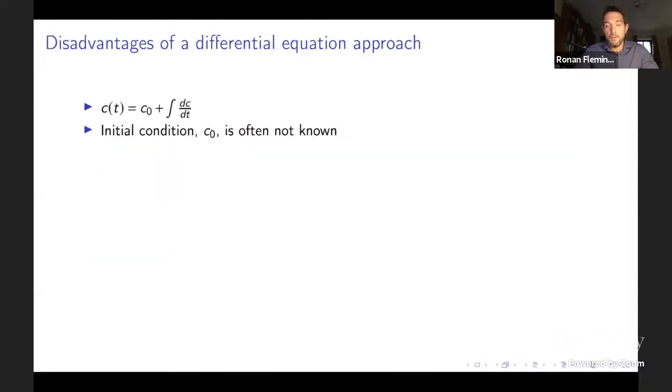However, there are plenty of disadvantages to this approach. The main one, as I mentioned earlier, is the initial condition. You often don't know it. You don't know the initial condition of the system in detail. It's not like a cannonball fired out of a cannon where you know the position of the cannonball at the beginning. You don't know most of that sort of information for biochemical systems.